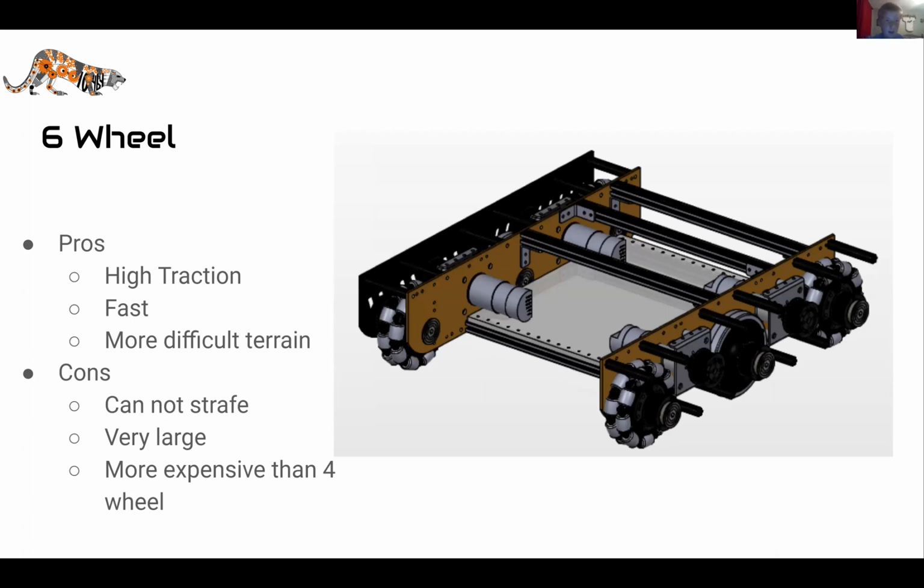Another variation of a drivetrain is the six wheel. It's pretty similar to the four wheel. Things it can do better is it can climb up some obstacles better, especially if your two wheels on the outside are not close together. And it's pretty much the same amount of speed. Some cons is it's larger, it's more expensive because you have the two extra wheels, and it cannot strafe, unlike the four-wheel drivetrain.